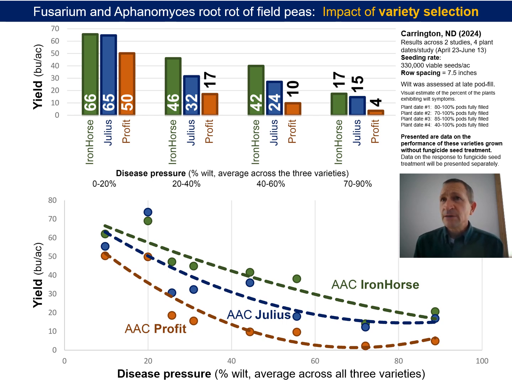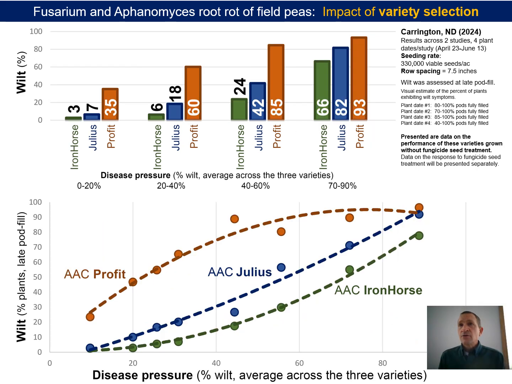What you can see immediately is that the relative performance of these varieties was consistent, just as I previously explained. You can see that in the scatter plot. You can see that in the bar graph. AAC Iron Horse performed better than Julius, and Julius performed better than Prophet at all levels of disease pressure. Those were the yield data. Now we're going to look at the wilt data.